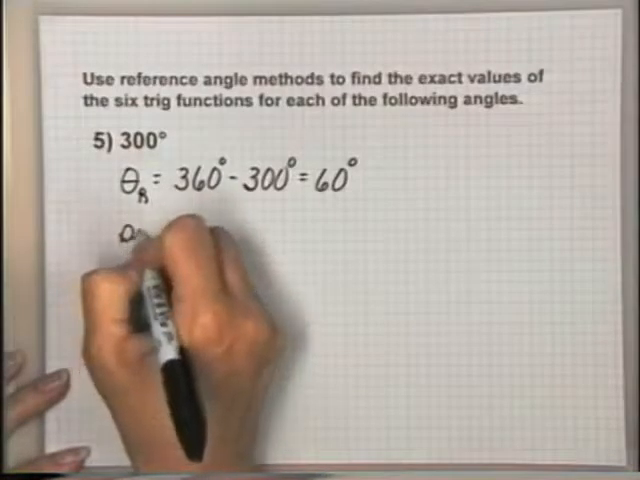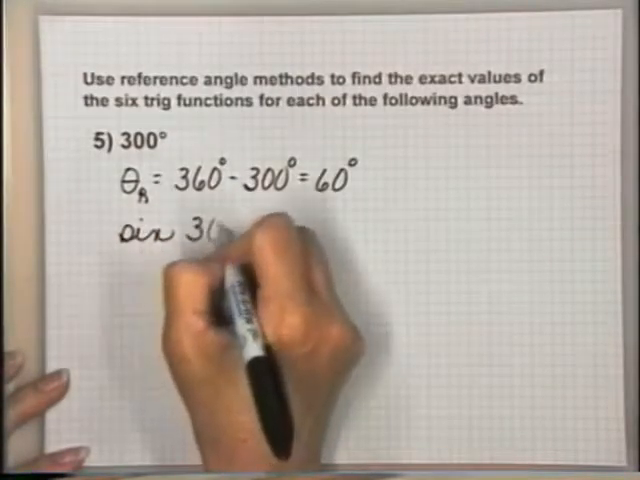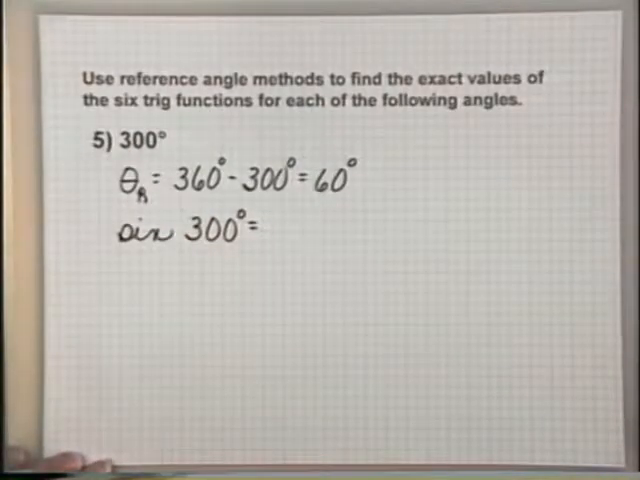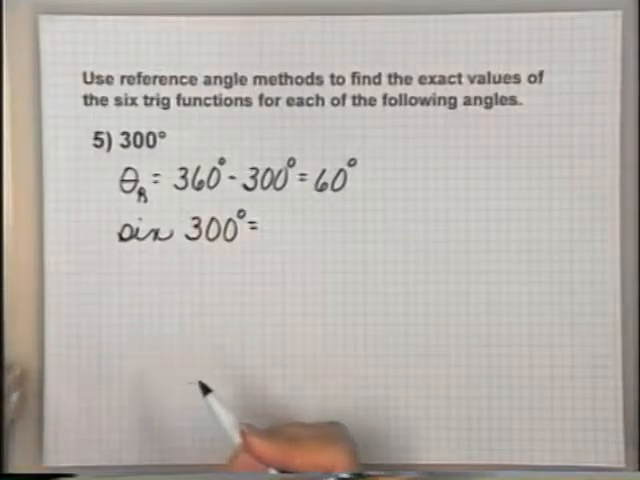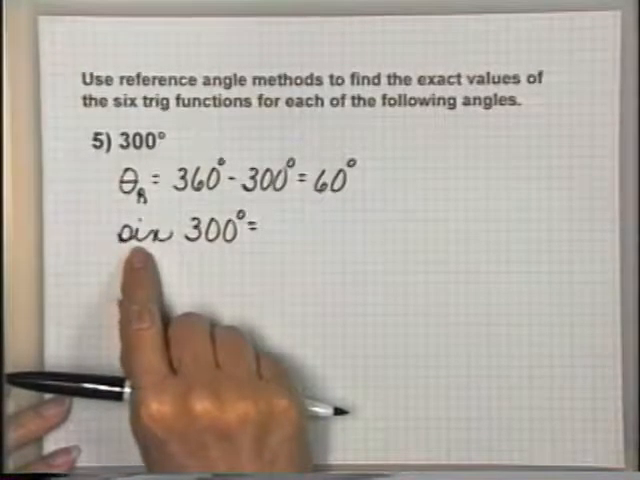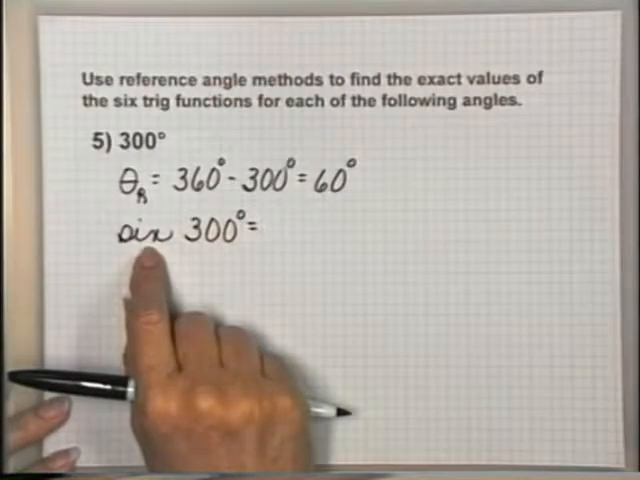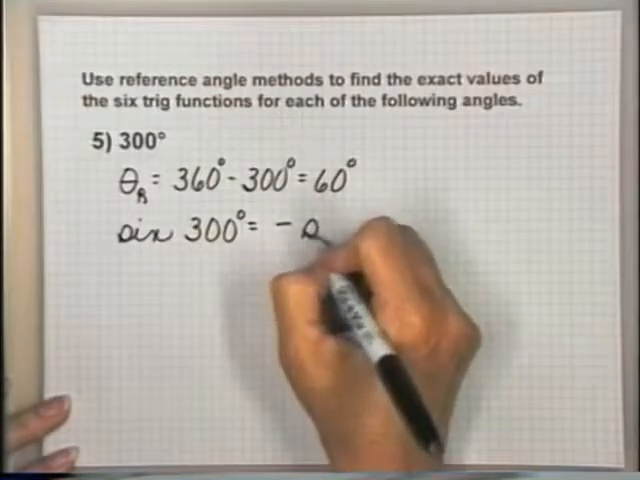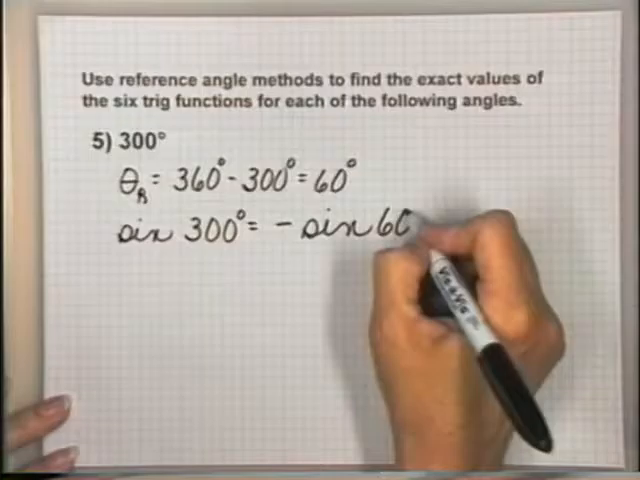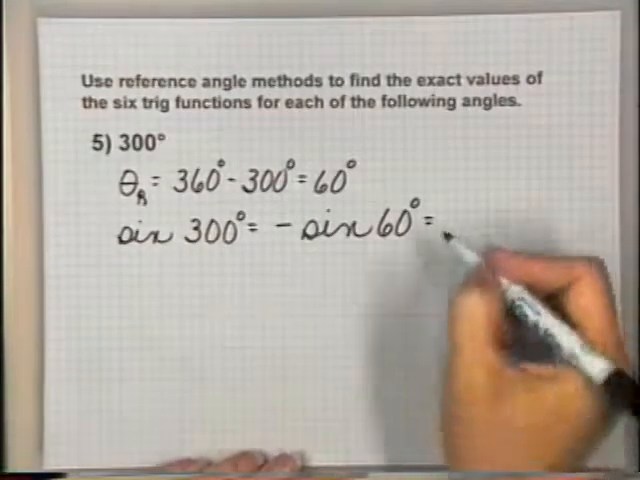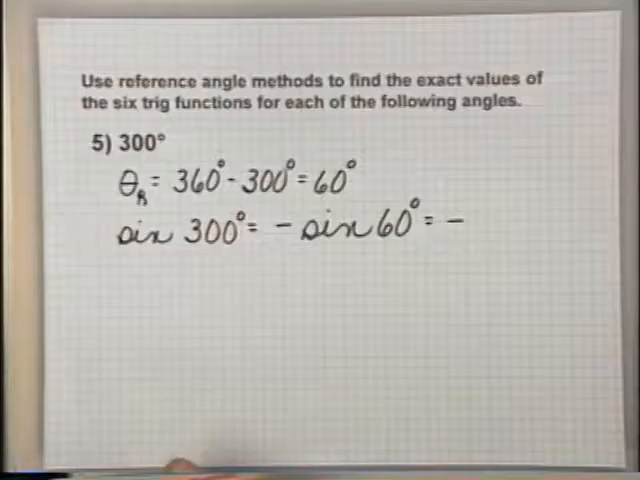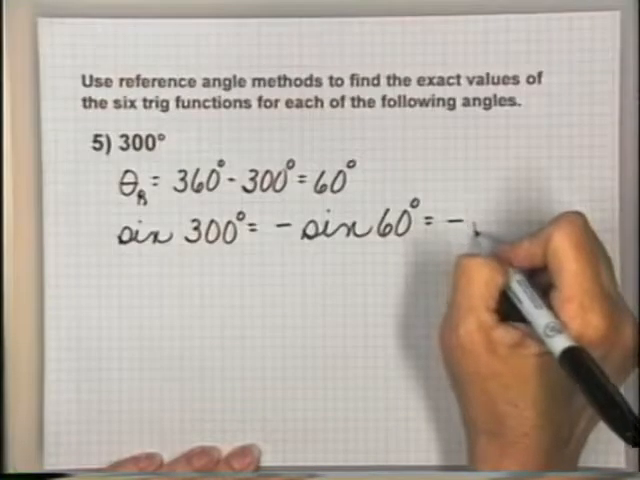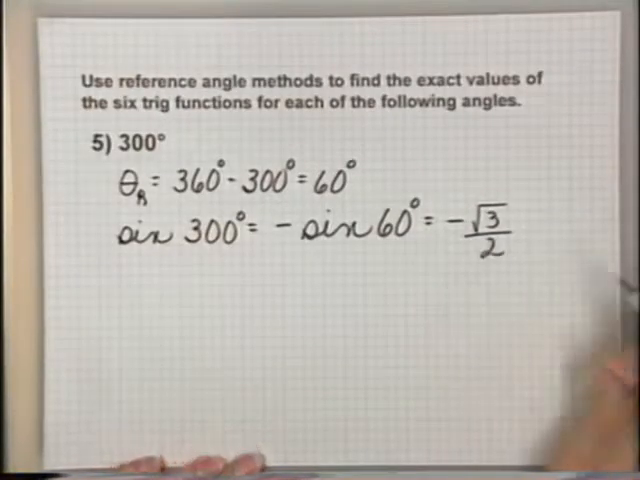We will think: the sine of 300 degrees equals, now, what quadrant is the terminal side of 300 degrees in? It's in the fourth quadrant. What's the sign of the sine function for fourth quadrant angles? It's negative, and it will equal minus the sine of the reference angle. And so negative, because the sine function is negative for fourth quadrant angles, and now we're supposed to know what the sine of 60 degrees is. It equals the square root of 3 over 2.